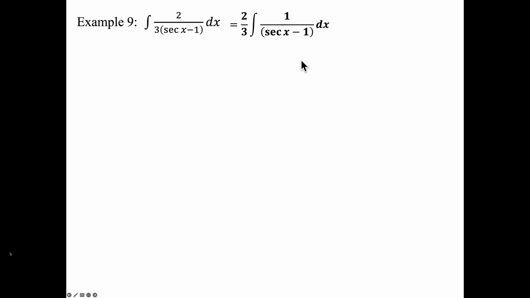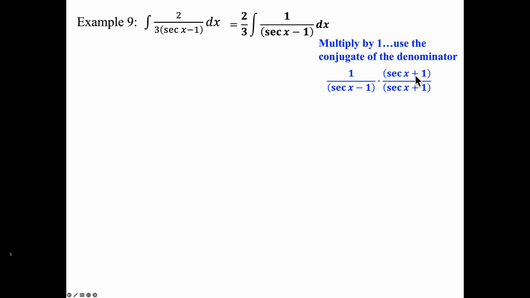And you're going to see a lot of trig functions with a plus 1 or a minus 1 somewhere within the binomial. Think conjugates. We want to multiply the top and the bottom by the conjugate of secant of x minus 1. So that's secant x plus 1. Because when you multiply these conjugate pairs, it's going to cancel the middle terms. You're going to end up with squared terms, and that's going to lead to your Pythagorean identities.